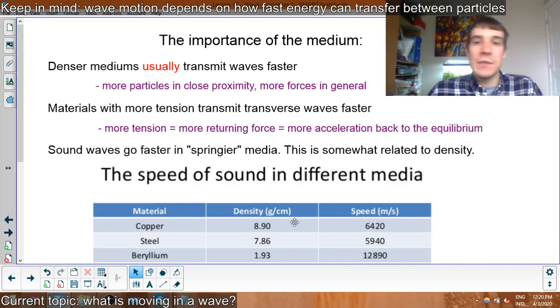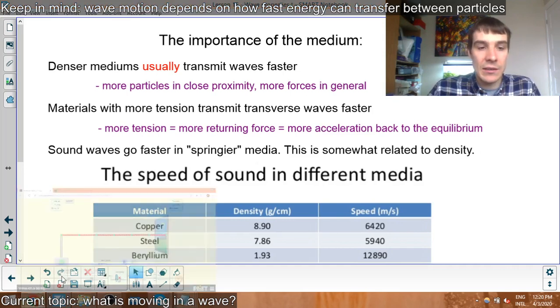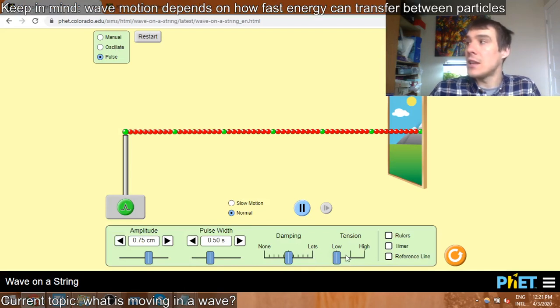This leads us to the importance of the medium. Because it's Newton's third law and it's transmitted through a force, that means that the wave speed will change depending on the medium that it's traveling through. So denser mediums usually transmit waves faster, and materials with more tension transmit waves faster. So we can see that in our little demo here. I can actually change the tension. So here's the normal pulse.